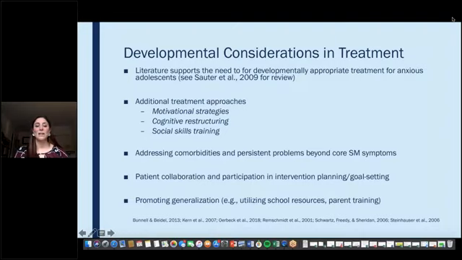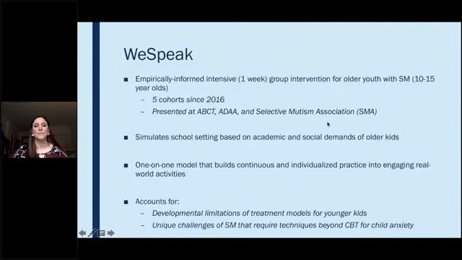And finally, another consideration needs to be how to promote generalization with these older kids. When they're younger, it's much easier for parents to schedule play dates and go to the school, and for the school to be more heavily involved. When they're older, they have multiple teachers and a lot of kids in the class, and so the treatment and the multidisciplinary strategy needs to account for those different variables.